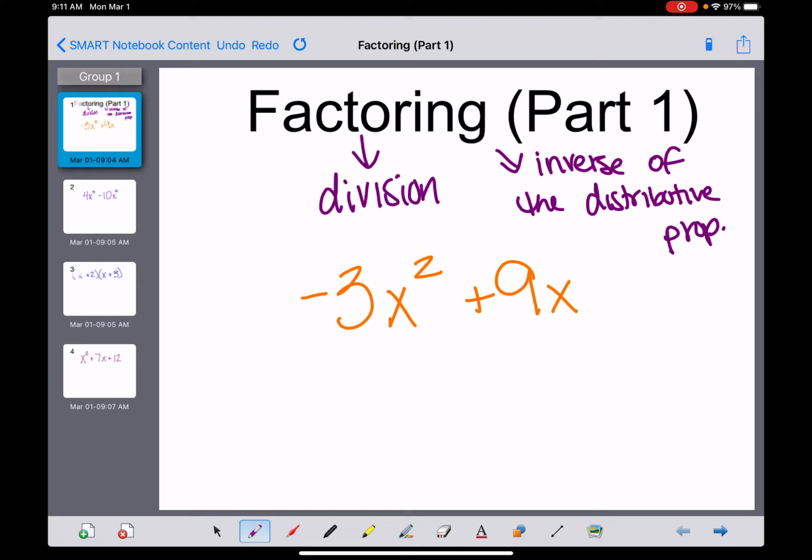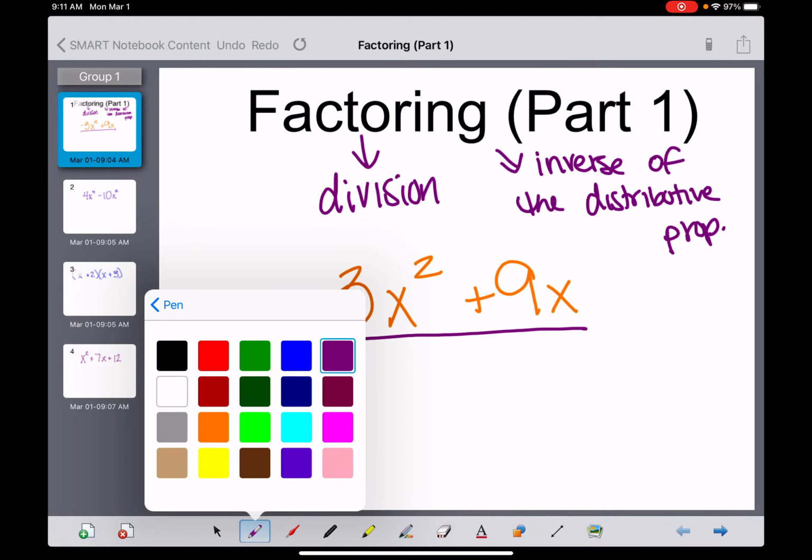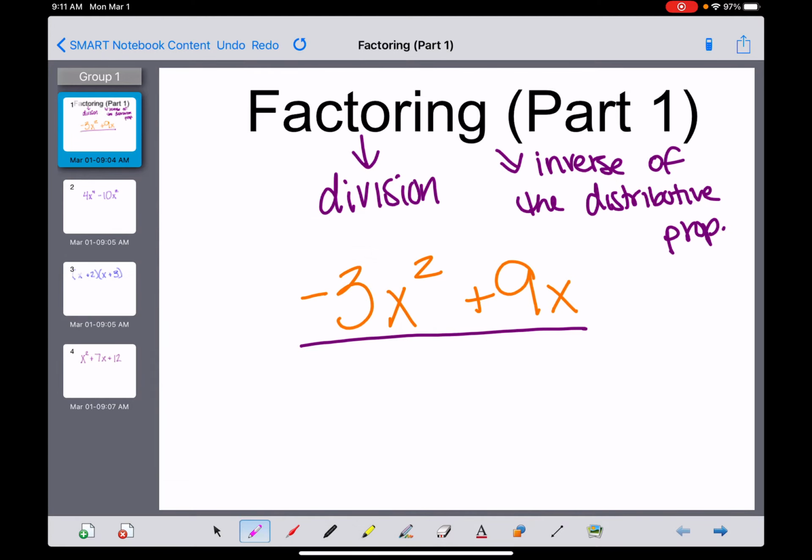So what I want to do, since the distributive property is multiplying, I want to see what is the greatest common factor. So what can I divide out of our two terms? So we're working with a binomial right now since it has two terms. And I want to know what can I divide out from both of these terms. So I'm going to look at the coefficient. So that's the number out in front. So I have a -3 and a +9.